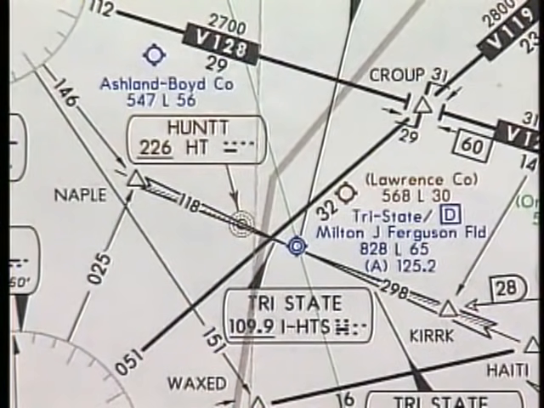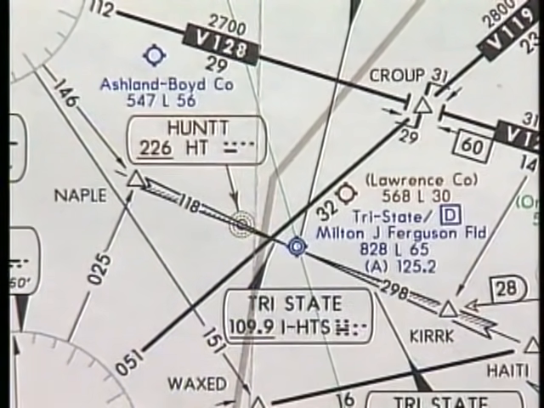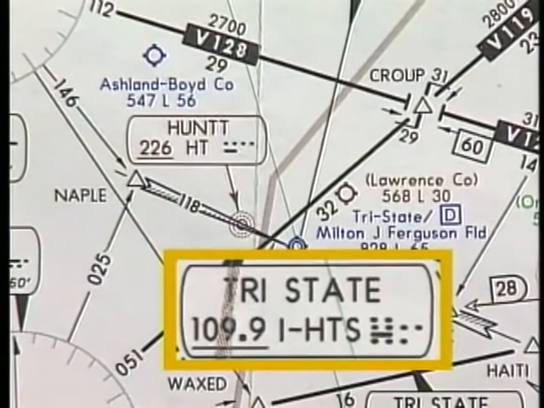An Instrument Landing System, or ILS, localizer course is depicted by feathered arrows when it performs an ATC function. The ILS frequency, identifier, and Morse code, along with the inbound course, are shown. Now, let's discuss the various altitudes shown on the chart.